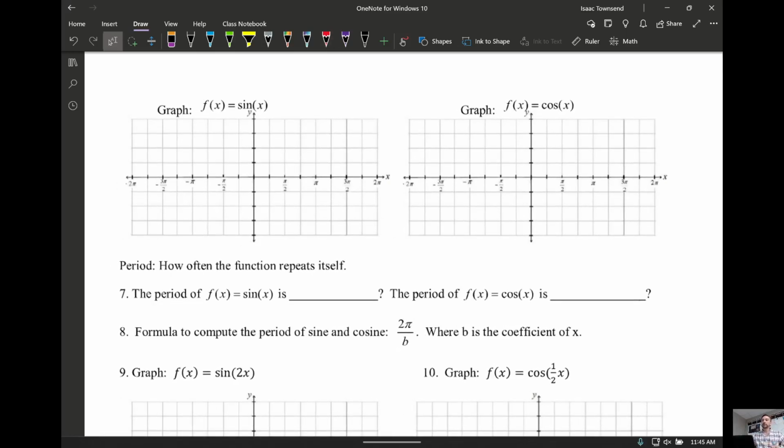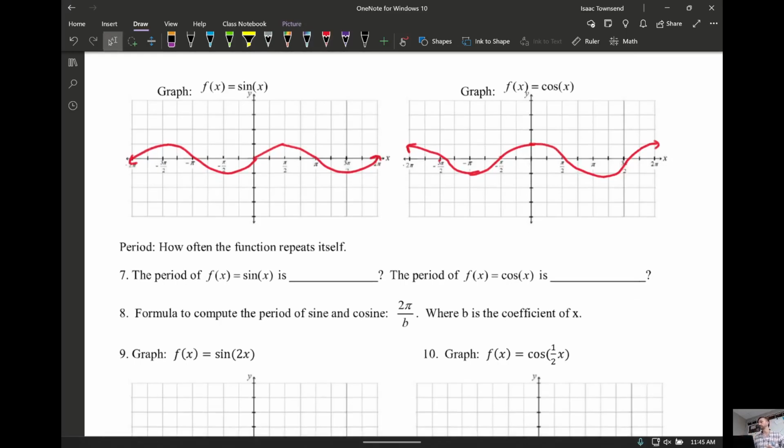Alright, just so we don't have to keep flipping back and forth to see the parent functions, I just have us quickly regraph sine and cosine. These are the same things we just talked about, but again, I don't want you to have to flip your paper back and forth, so let's go ahead and do a quick little sketch of those.